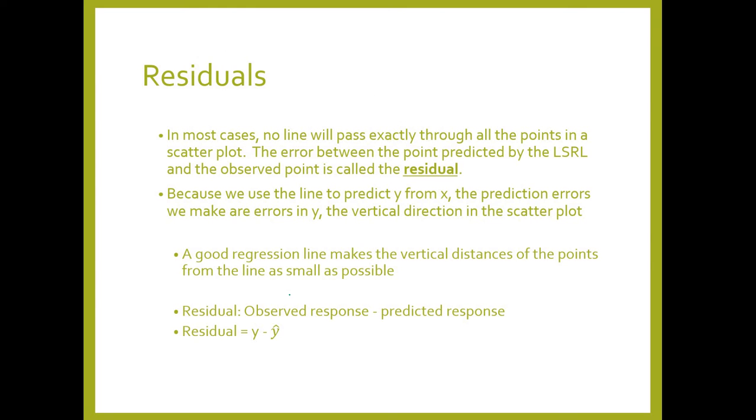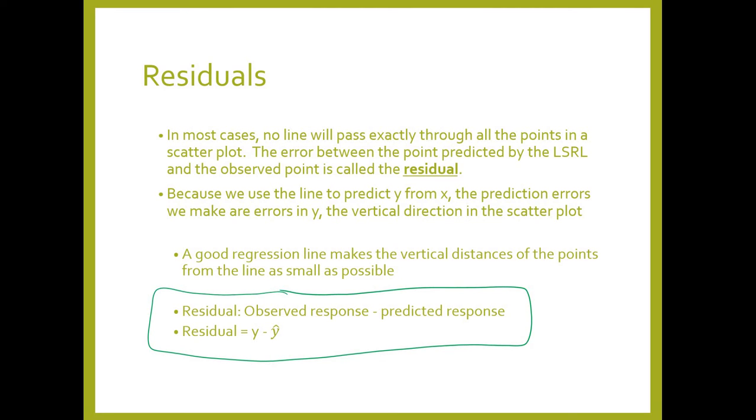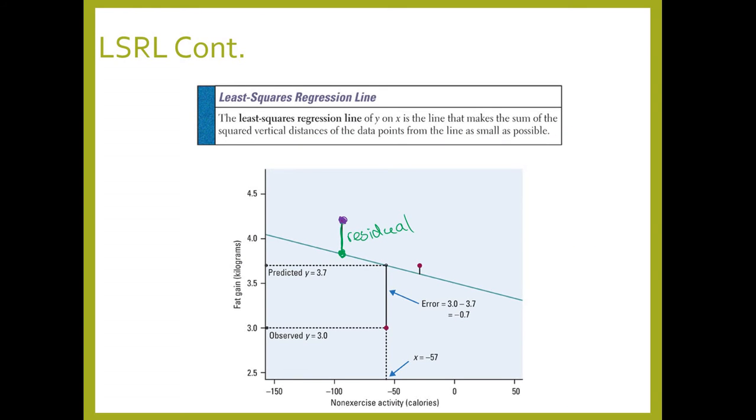The formula I have written down here, in words and symbols: residual equals observed minus predicted, or y minus y hat. These are the errors from the line to your observed value. And notice, since it's observed minus predicted, if a point is above the line, you're going to have a positive residual, and if it's below the line, you have a negative residual.